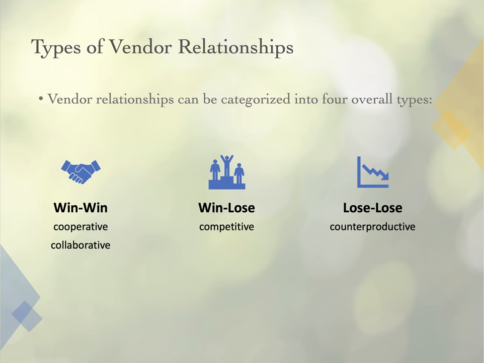So the win-win relationship types are the cooperative relationship type and the collaborative. Win-lose includes a competitive relationship type, and then of course, unfortunately, there is actually a counterproductive vendor relationship type as well. So let's take a closer look at each one of these and figure out what precisely makes a relationship cooperative versus collaborative, competitive versus perhaps even counterproductive.